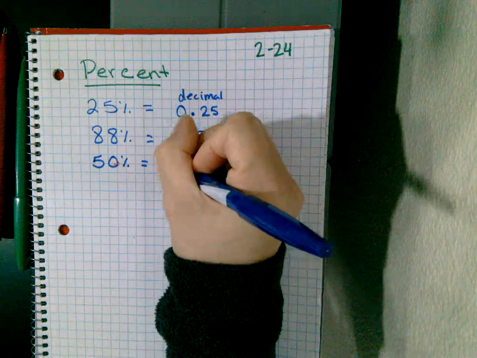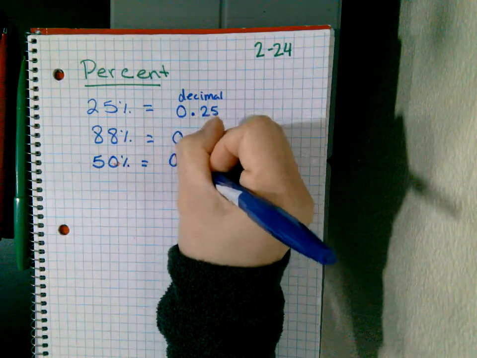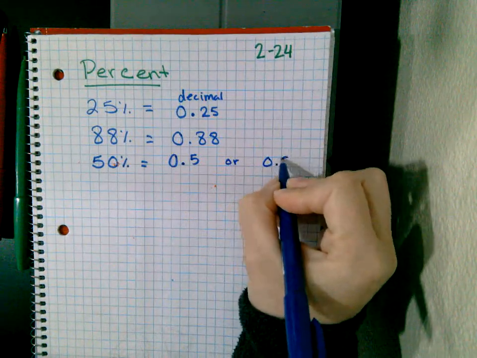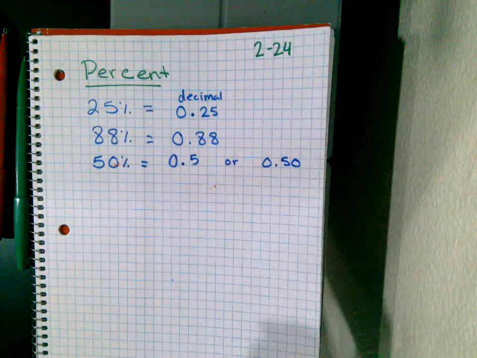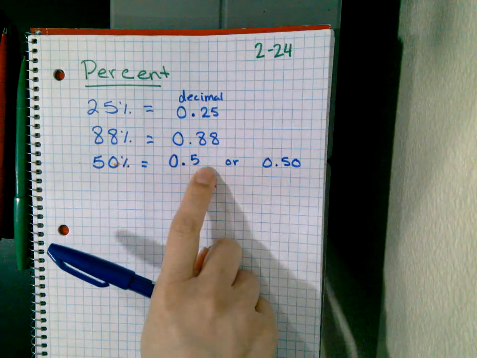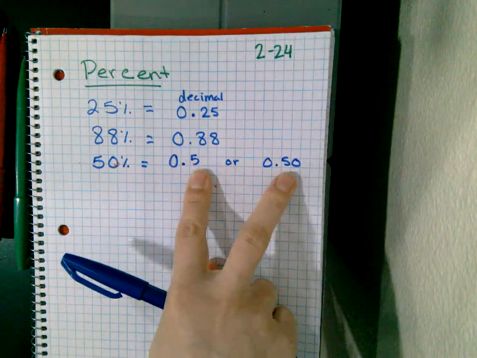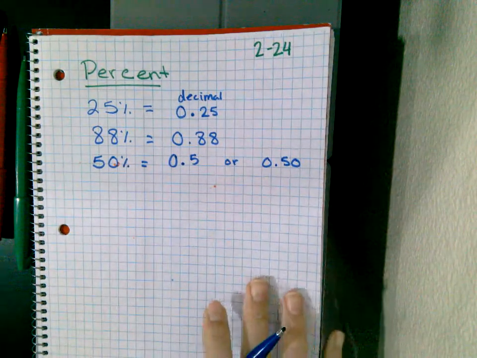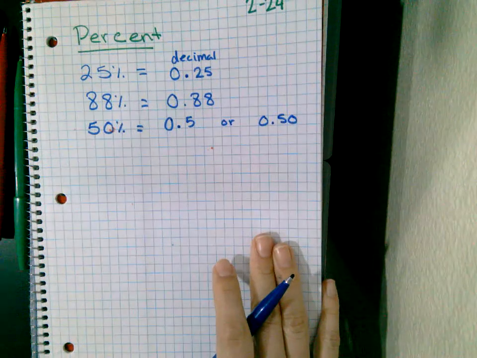So you can write it as 0.5, or you can write it as 0.50. Some kids still keep that 0. Some kids drop it. They're both the same. They both equal each other, and they both equal 50%. So however you're used to writing it, I'm fine with it.